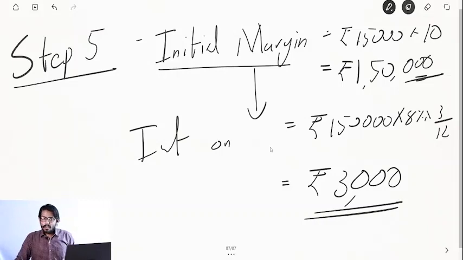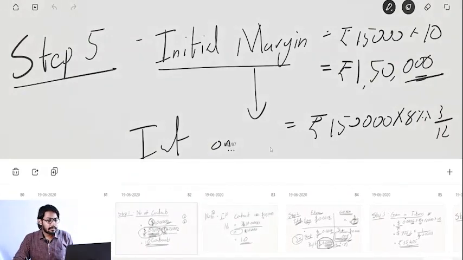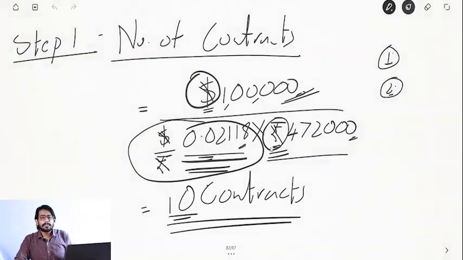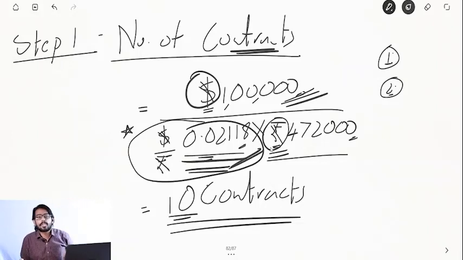What have we done so far? Pay attention. What is step 1? Finding out the total receipt in futures. When you are dealing with futures, step 1 is the number of contracts. Amount to be hedged, 1 lakh, divided by the price of futures today, 0.02118. This is an important adjustment, point number 1. What is 0.02118? The price of September futures on June.